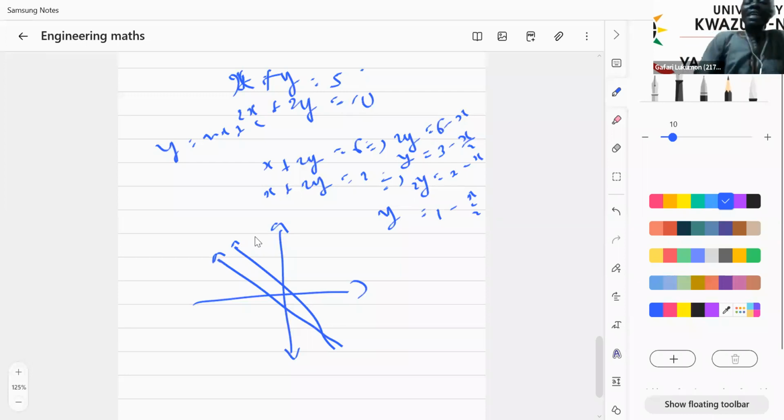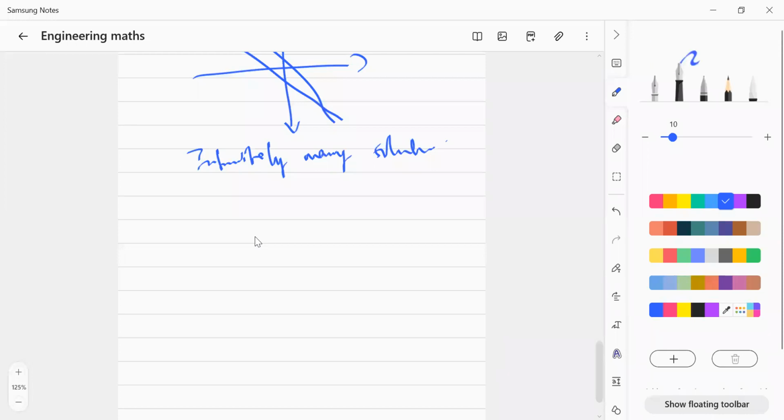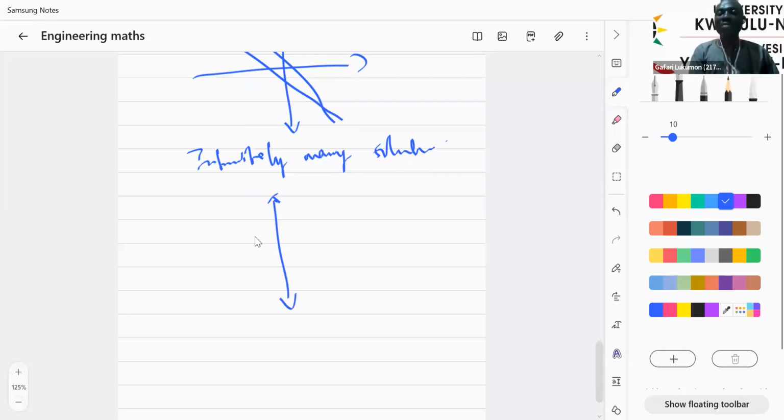But the next one is infinitely many solutions. Don't worry, I will give you an example. For infinitely many solutions, they are the same. So when the equations of the system are exactly the same, and you plot that inside your graph, you are going to see that the graph of the first one will also lie along the second one. So they will lie on the same points. I hope you understand now.